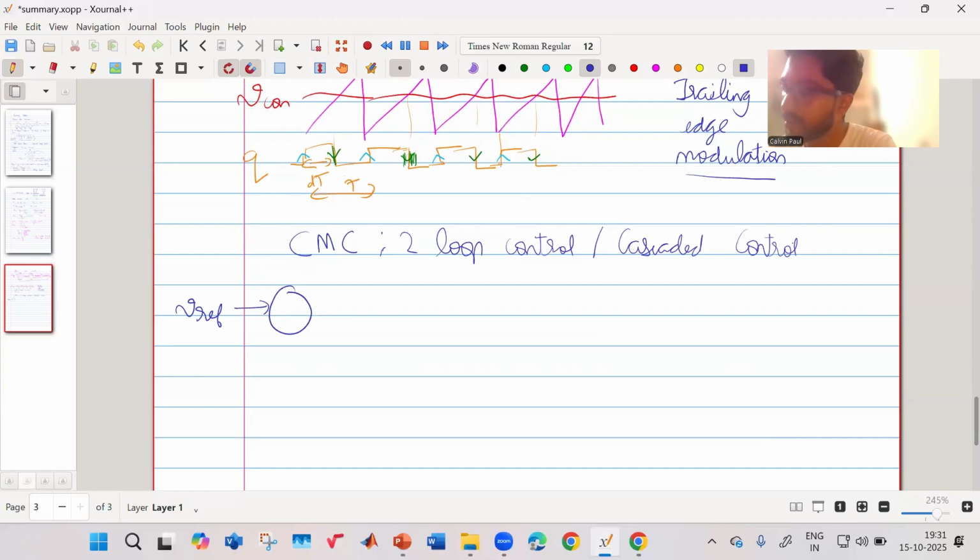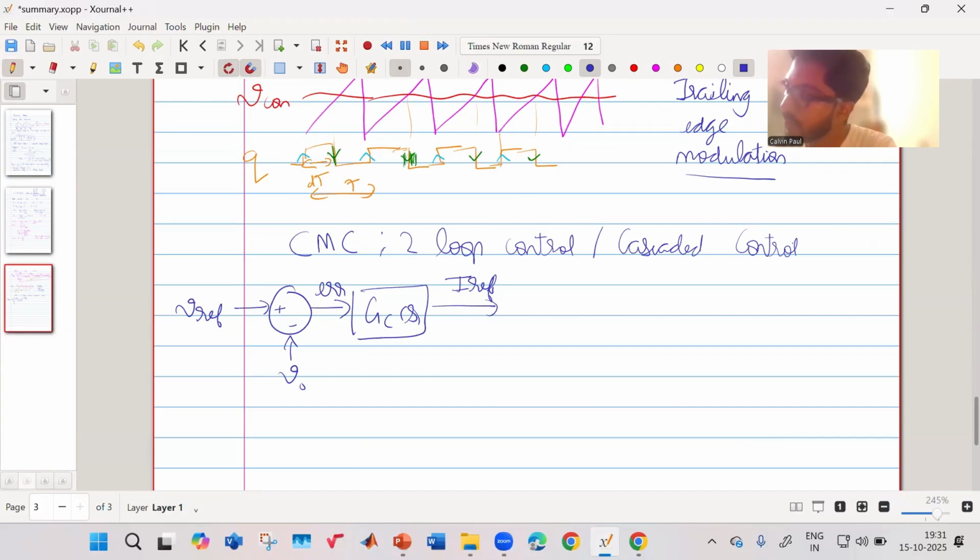So that is known as your reference. With a reference, we compare our output voltage. That will generate an error. Based on that error, again we have a controller. This controller will generate what is known as our IREF in this case. It generates our IREF.